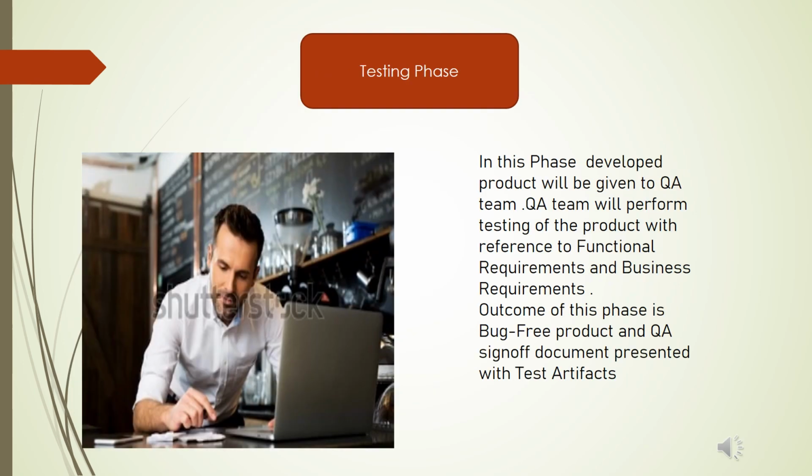Now we enter into the testing phase. In this phase, the developed product will be given to the QA team. The QA team will perform testing of the product with reference to functional requirements and business requirements. The outcome of this phase is a bug-free product and a QA sign-off document presented with test artifacts.